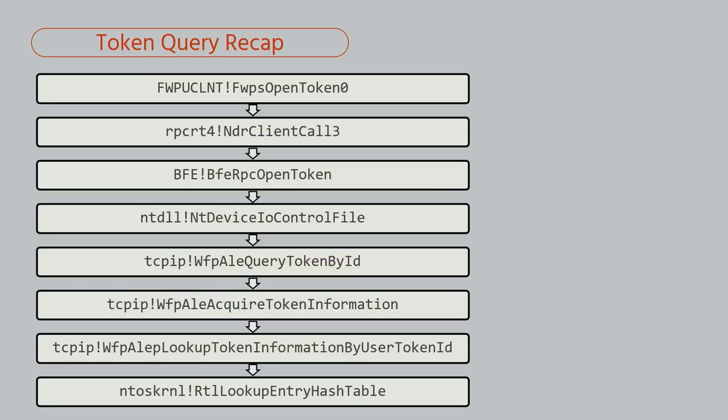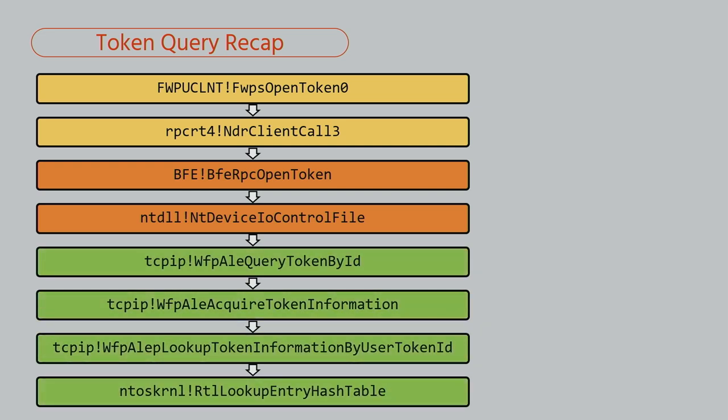So this is the recap of the whole process. We use an RPC client that invokes a method in the BFE service. This service sends a device IO request to the TCP/IP driver, and after several internal calls, a hash table is looked into. Time to understand what this hash table is.